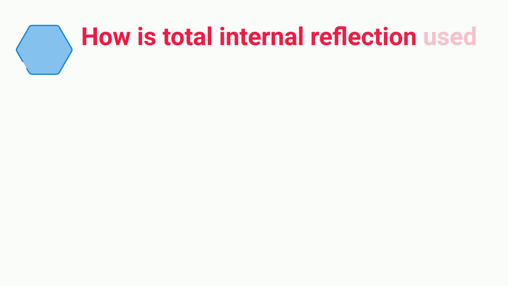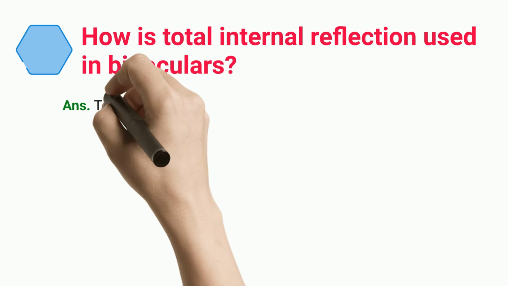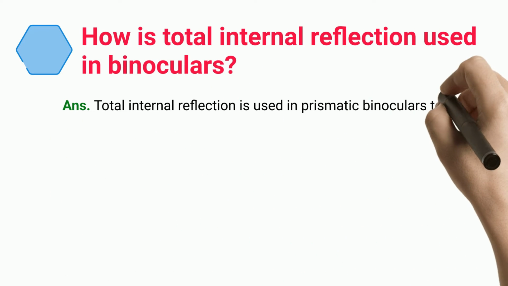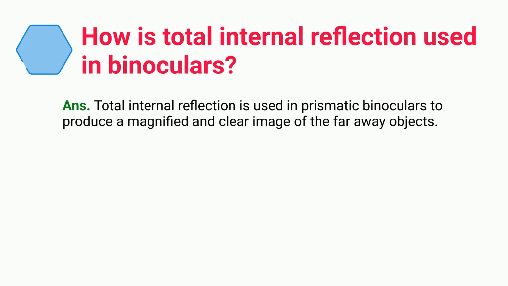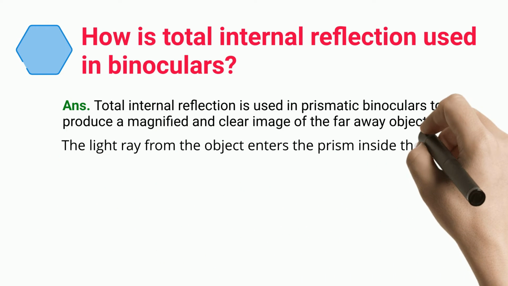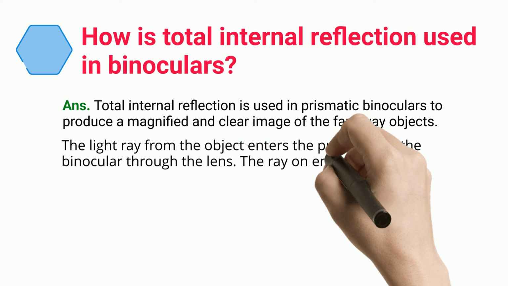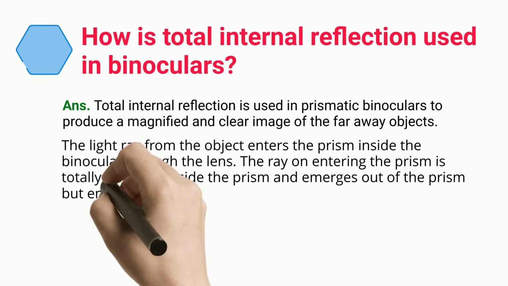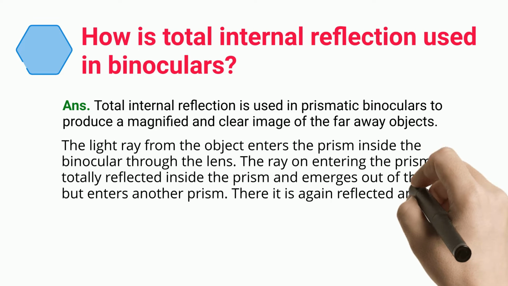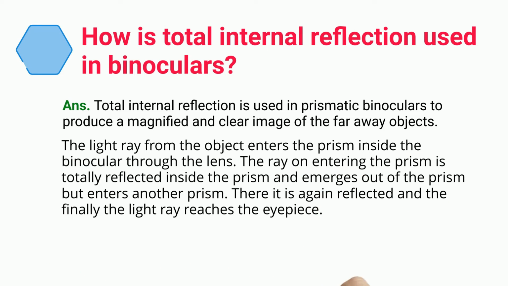How is total internal reflection used in binoculars? Total internal reflection is used in prismatic binoculars to produce a magnified and clear image of faraway objects. The light ray from the object enters the prism inside the binocular through the lens. The ray on entering the prism is totally reflected inside the prism and emerges out of the prism but enters another prism. There it is again reflected, and finally the light ray reaches the eyepiece.